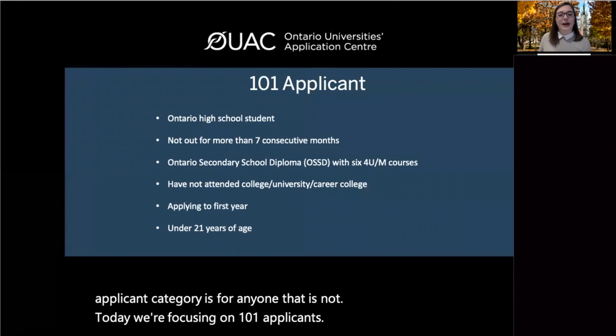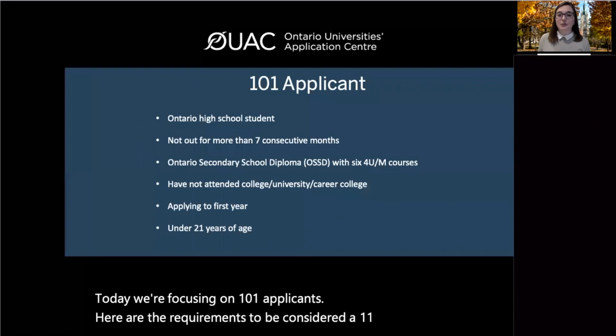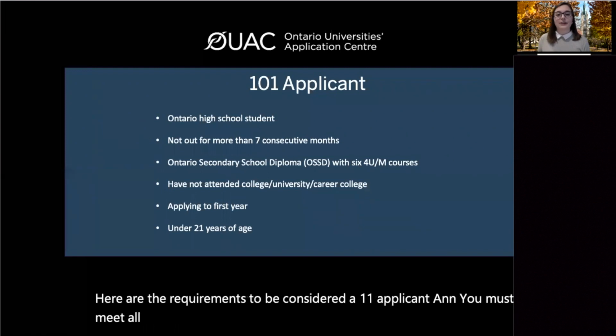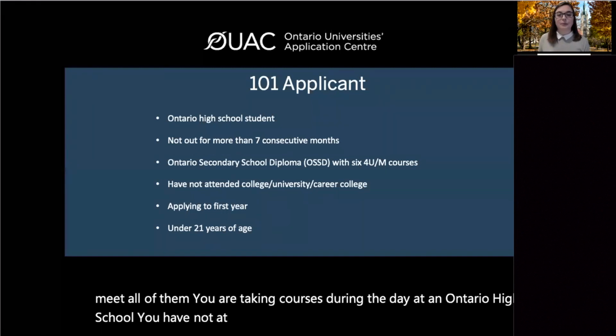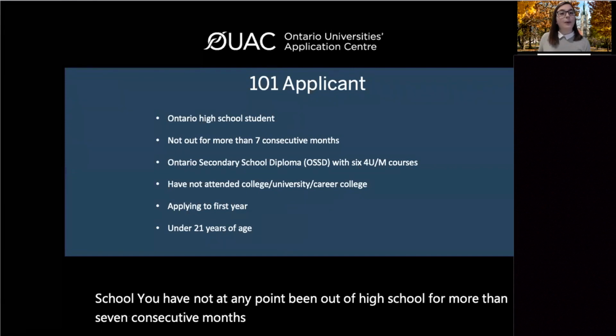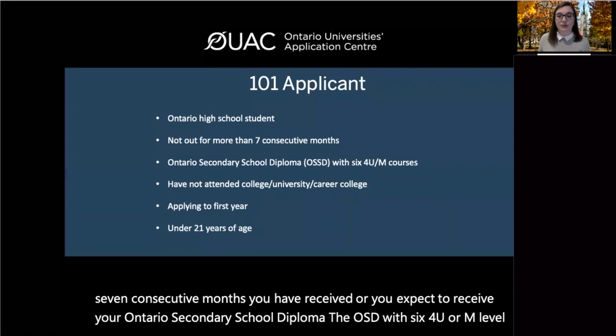Here are the requirements to be considered a 101 applicant, and you must meet all of them. You are taking courses during the day at an Ontario high school. You have not, at any point, been out of high school for more than 7 consecutive months. You have received or you expect to receive your Ontario Secondary School Diploma, the OSSD, with 6 4U or M level courses at the end of the current school year.